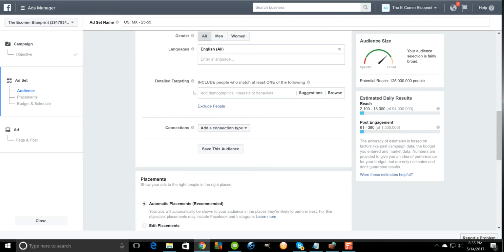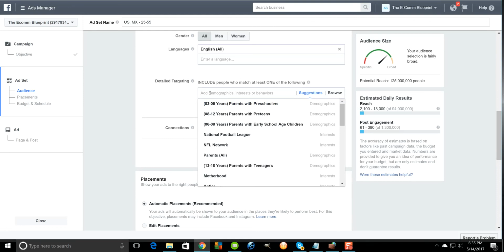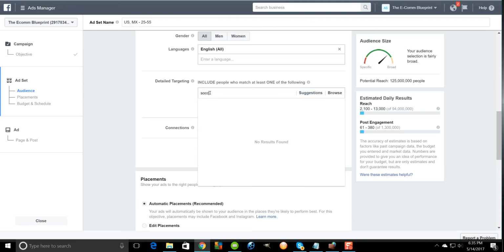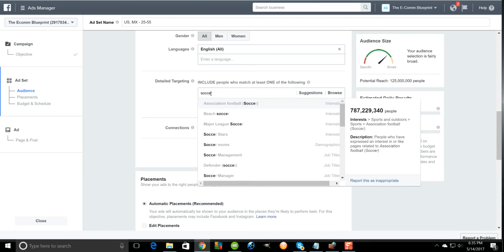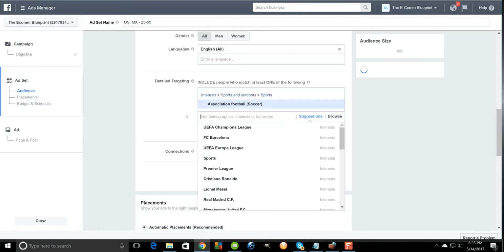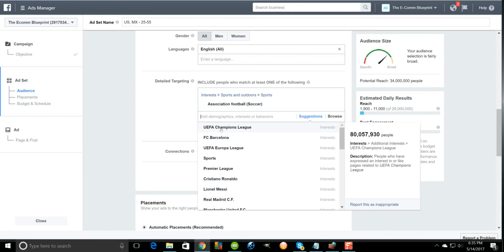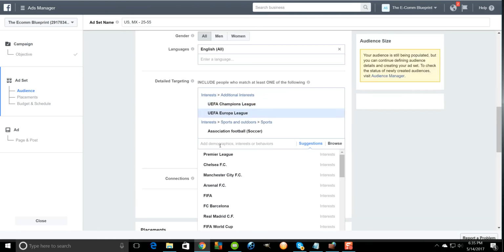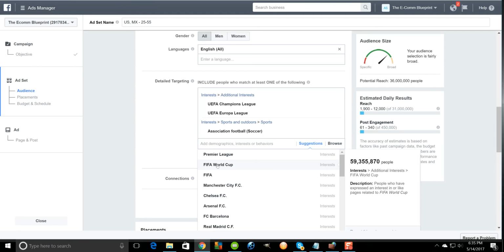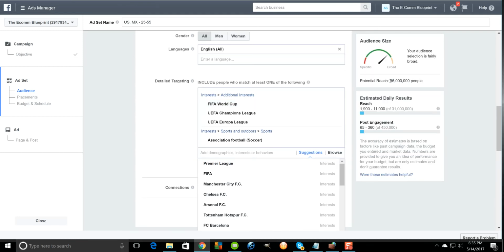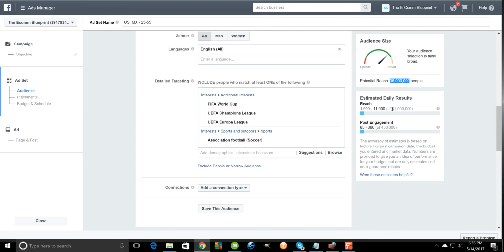Now we're going to go ahead and do some targeting. So let's go ahead and do soccer. We'll do association football soccer. Okay. Some of these are really big audiences. Okay, so we want to go ahead and add that. We'll add that one. FIFA World Cup. And as you can see, this is 36 million people, and this is a lot of people to be targeting.